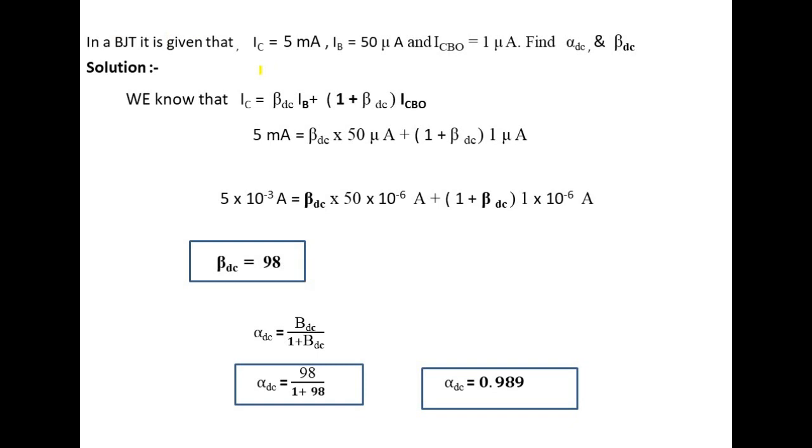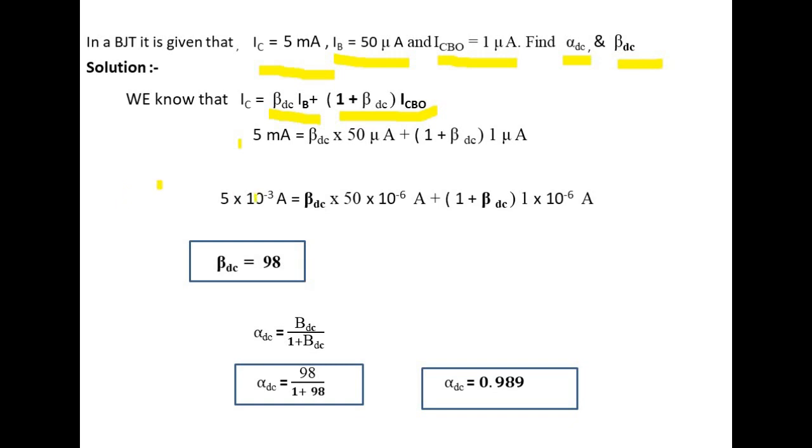In a BJT it is given that IC equals 5 milliampere, IB equals 50 microampere and ICBO is equal to 1 microampere. We have to find alpha DC and beta DC. We know that IC is equal to beta DC IB plus 1 plus beta DC into ICBO. Putting all values into the equation, we have IC as 5 milliampere, so 5 milliampere will be equal to beta DC. IB is given as 50 microampere plus 1 plus beta DC into 1 microampere. ICBO is given as 1 microampere.